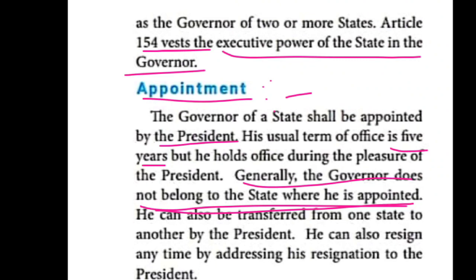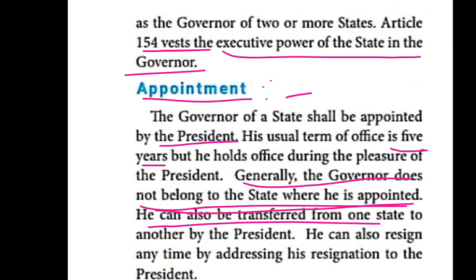He can also be transferred. The president can transfer the governor from one state to another. Who can transfer? The president can transfer the governor, like that it is given, children.